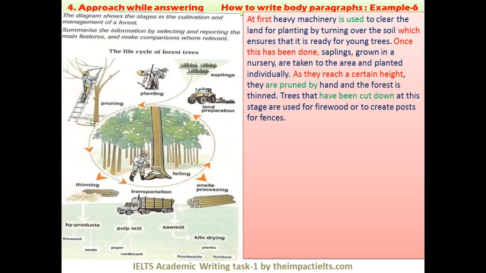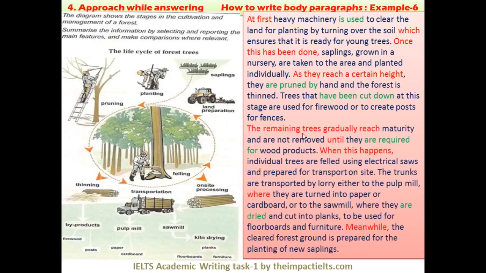So I have decided to take up to this stage in the first body paragraph. Let's go to the second body paragraph. The remaining trees, again, you can see there's a very clear hint. The remaining trees gradually reach maturity. So we're talking about once these branches are cut off, then what happens? Remaining trees gradually reach maturity and are not removed until they're required for wood products. So they keep growing until they're required for some other purposes.